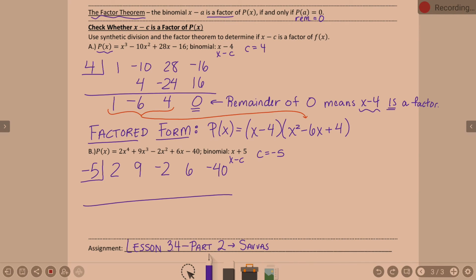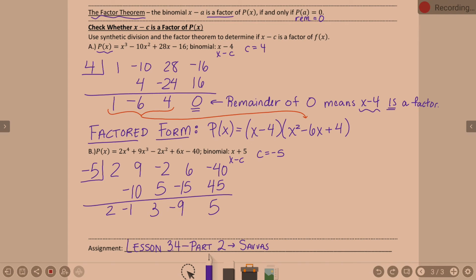Okay. Drop the 2. Negative 5 times 2, negative 10. Add 9 plus negative 10, negative 1. Multiply negative 5 times negative 1, 5. Add negative 2 plus 5, 3. Multiply negative 5 times 3, negative 15. Add 6 plus negative 15, negative 9. Multiply negative 5 times negative 9, 45. Negative 40 plus 45, 5.